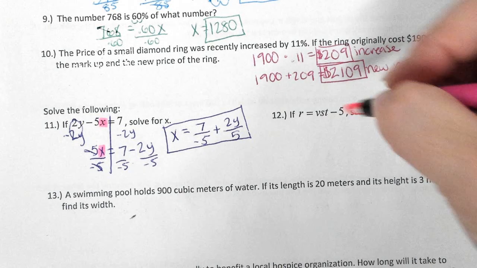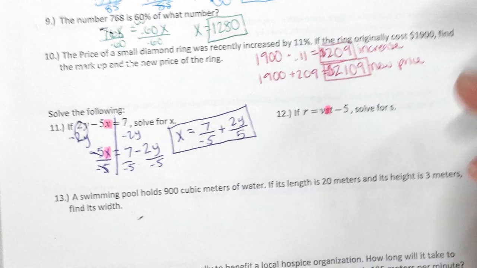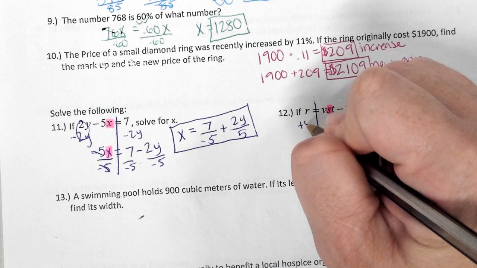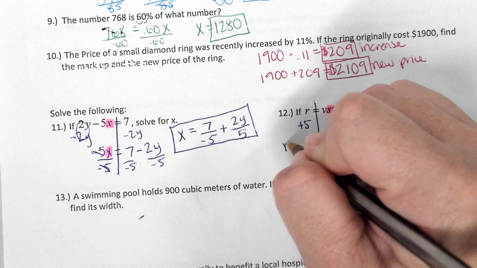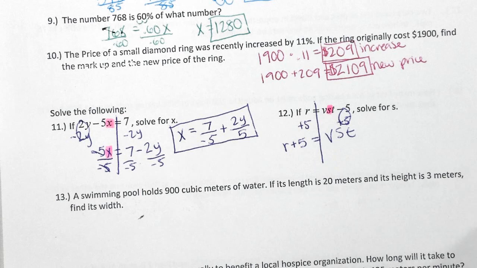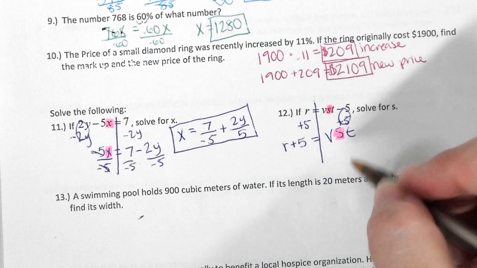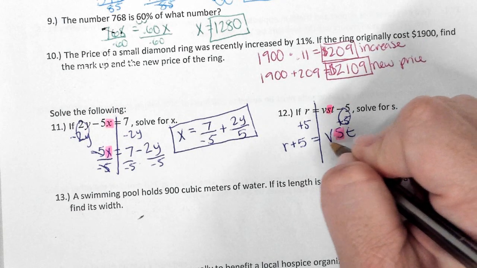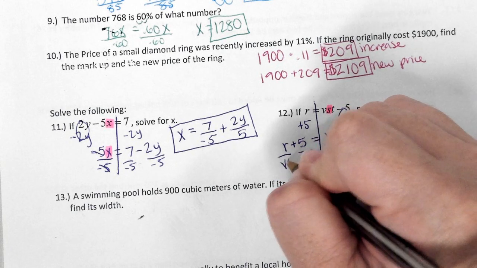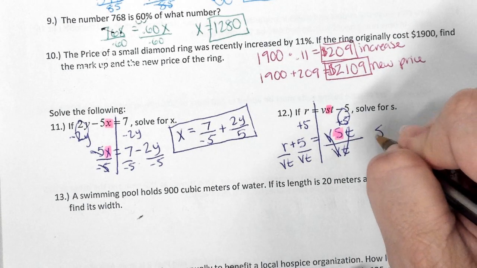So the next one says solve for s. Remember you have to get rid of addition and subtraction first. So we're going to add 5 to both sides, and I have r plus 5 equals vst. Remember, we're solving for s. Well, now we have v times s times t. This is multiplication. And how do we get rid of multiplication? We divide. So divide by vt. And nothing simplifies. I mean, these cancel, so we have s all by itself equals.